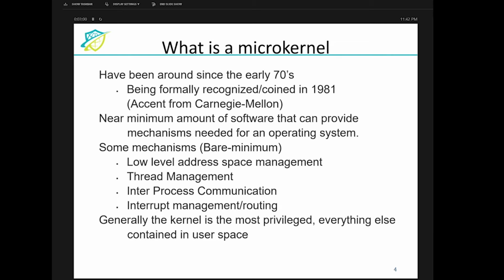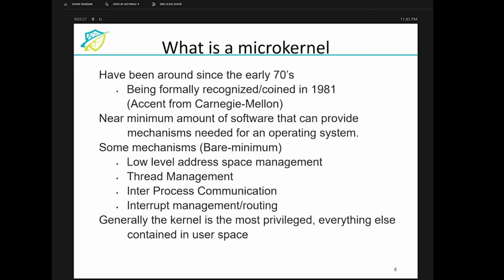So what is a microkernel? Microkernels have been around since the early 70s. They were coined in 1981, mostly from Carnegie Mellon. And a microkernel is basically the minimum amount of software that can provide the mechanisms needed for a higher level OS. So what do we need?